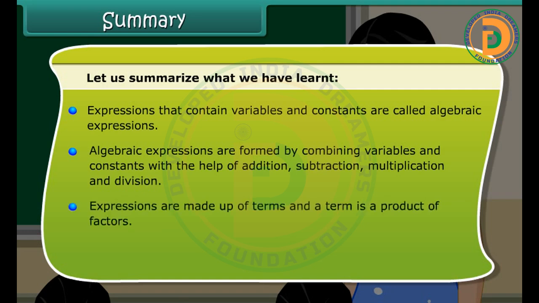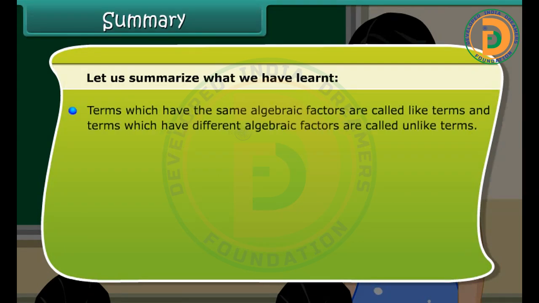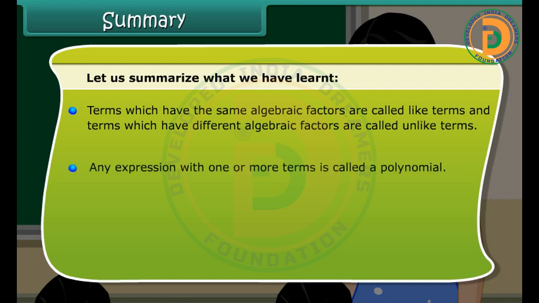Expressions are made up of terms, and a term is a product of factors. The coefficient is the numerical factor in the term. Terms which have the same algebraic factors are called like terms, and terms which have different algebraic factors are called unlike terms. Any expression with one or more terms is called a polynomial.